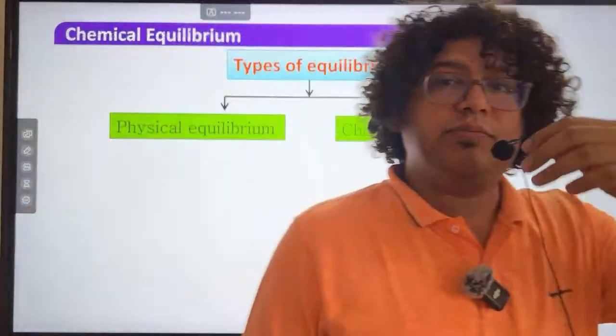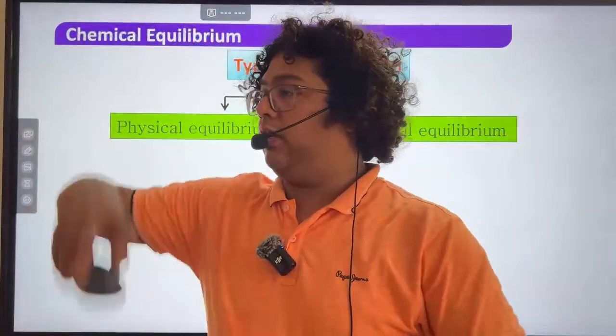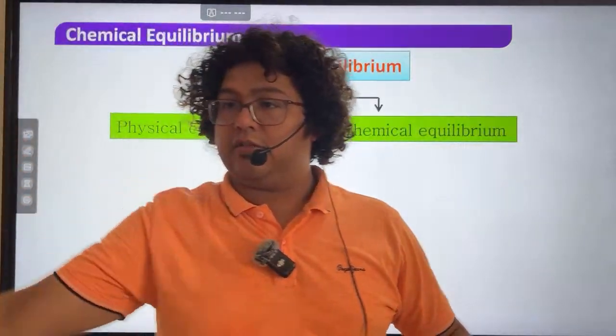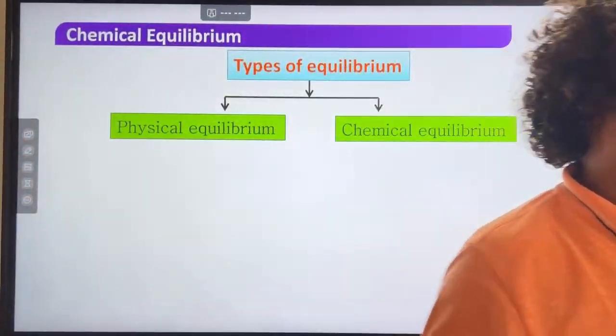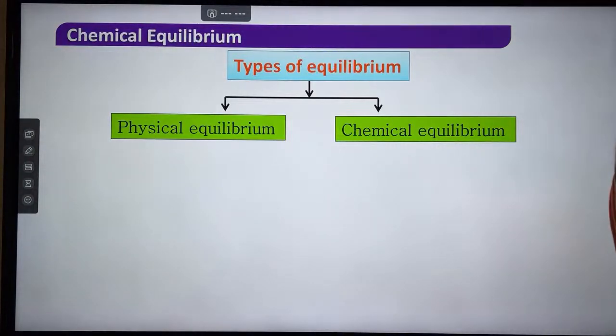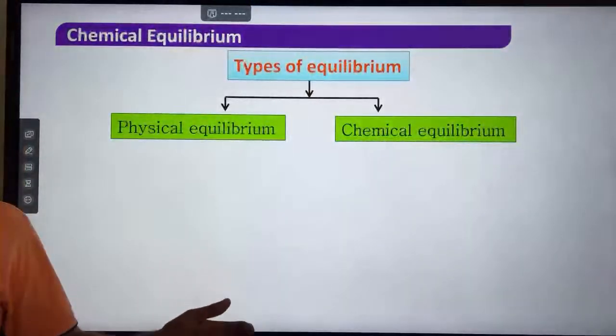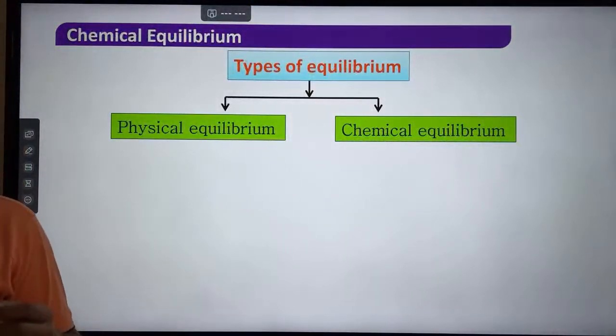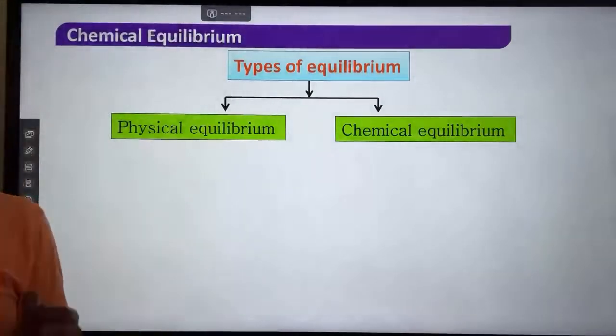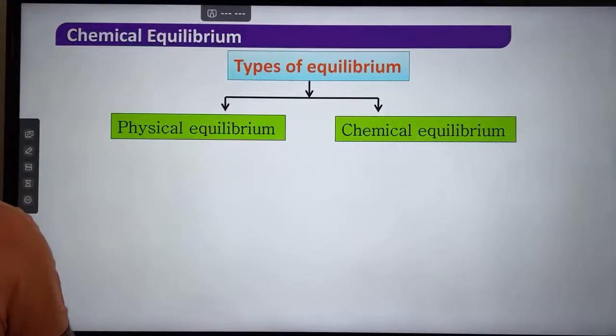Physical equilibrium is basically rain and evaporation stuff, right? Water evaporates, goes into clouds, rains, and comes back into water. So this is a physical equilibrium in a closed system. This is very important. Please remember that an equilibrium can be set up only in a closed system.